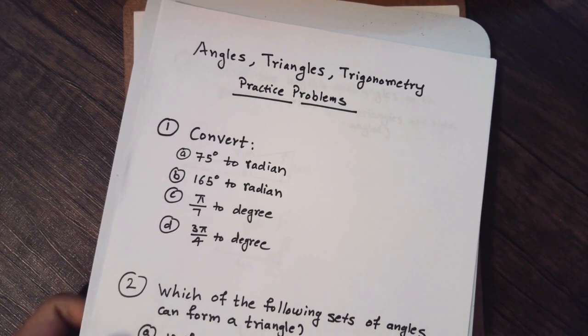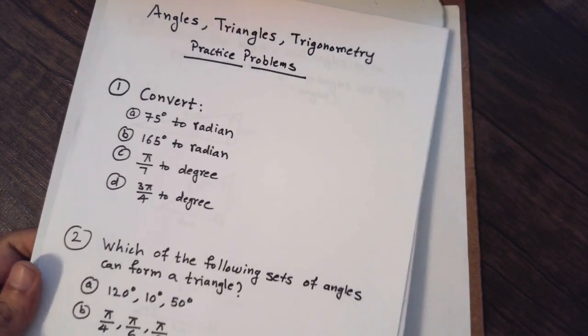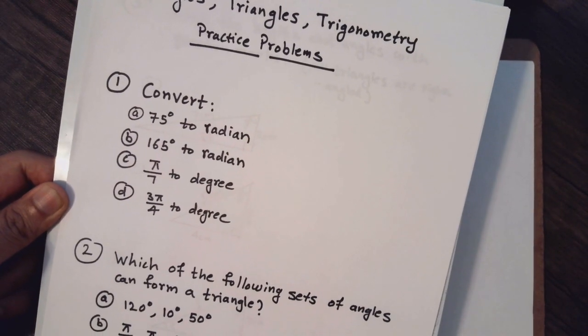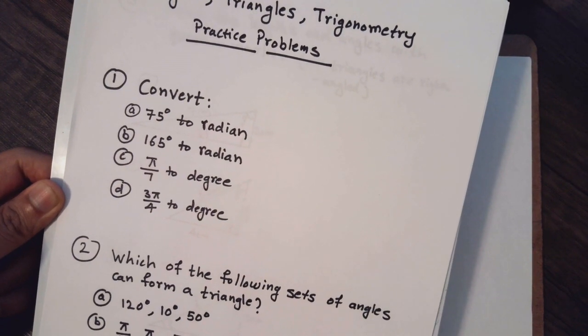So, all right, let's do it here. I'll post the solution on the website. All right, so what was our first problem? Convert 75 degree to radian, then after that 165 degree, and then pi over 7 to degree, and 3 pi over 4 to degree. Okay, so I'll do it here.